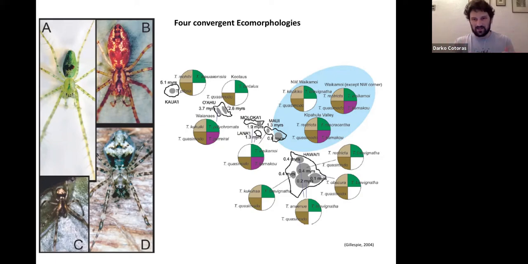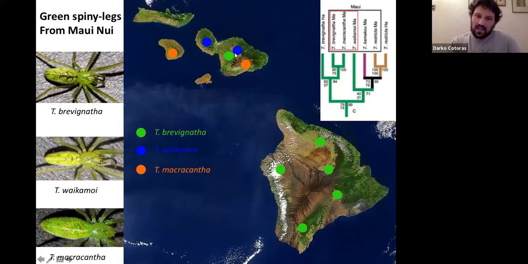African cichlids, etc. But on the volcano of Haleakala in Maui, this rule seemed to bend a little bit. So in Haleakala, we find 3 species of the green ecomorphology, but on different places of this big volcano. If we look closely, here we have the 3 localities where we find Brevignatha, Waikemoi, and Macracantha. They also have a second population on another volcano or another island. These 3 species are closely related and have the same ecology.